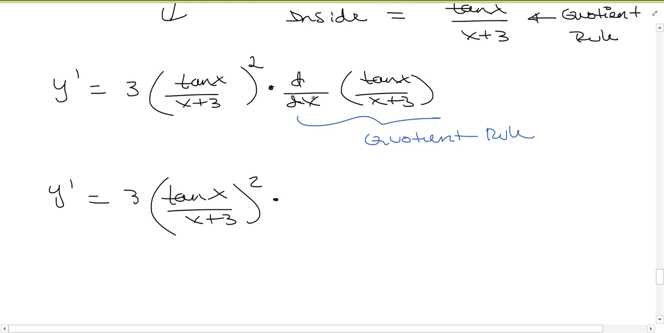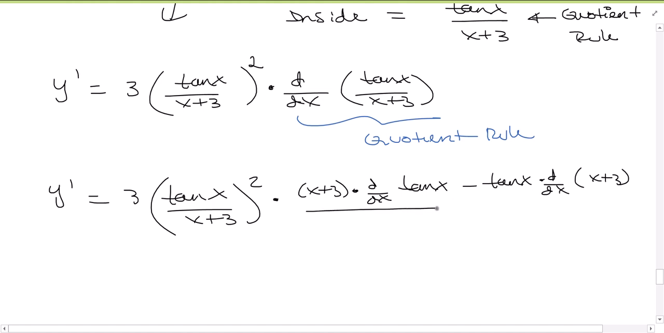So now here, I need the quotient rule. So what is quotient rule? So low d high, so x plus 3 times the derivative of tangent x, minus high d low, tangent x times the derivative of x plus 3, all over the bottom squared.